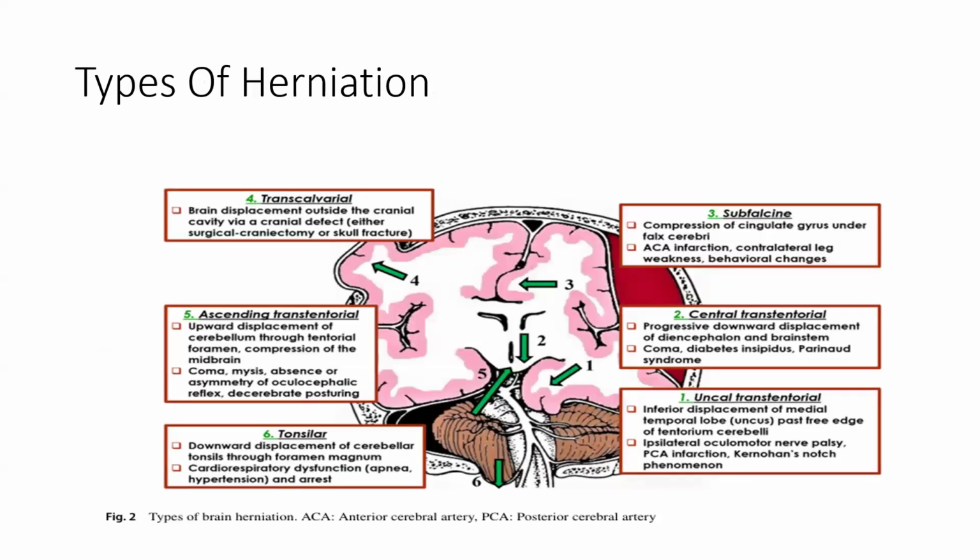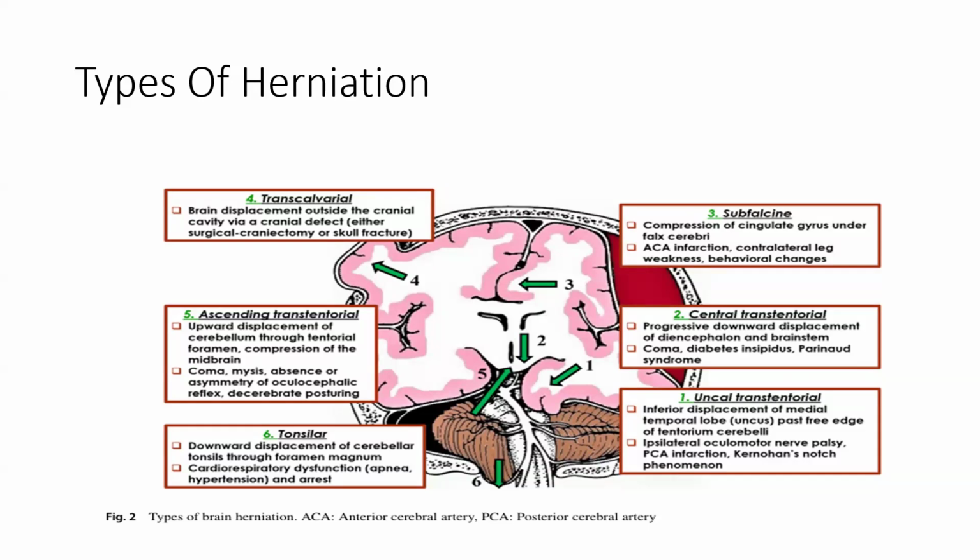Then these are the types of herniation. The first one is uncal herniation. It is the inferior displacement of the medial temporal lobe past the free edge of the tentorium cerebelli. It causes ipsilateral oculomotor nerve palsy and PCA infarction. Then central transtentorial herniation is the progressive downward displacement of the diencephalon and brainstem, resulting in coma and diabetes insipidus. Then subfalcine herniation causes compression of the cingulate gyrus under the falx cerebri. It results in ACA infarction and contralateral leg weakness.